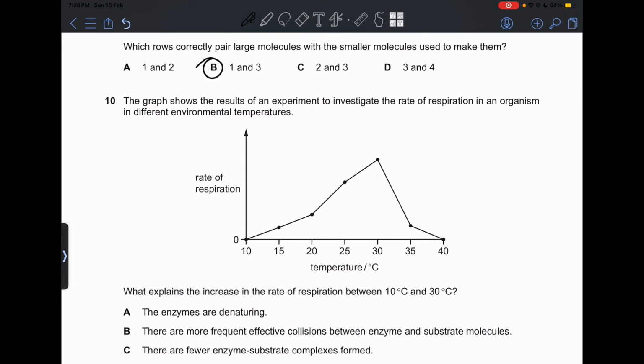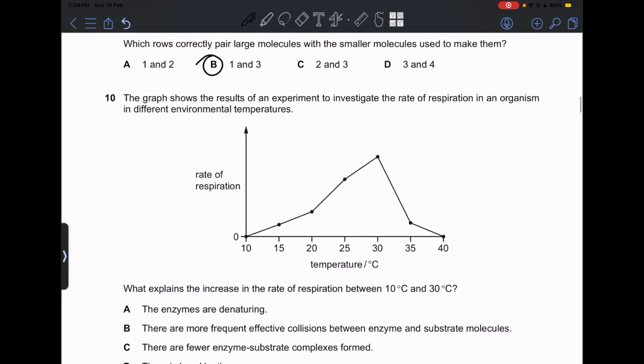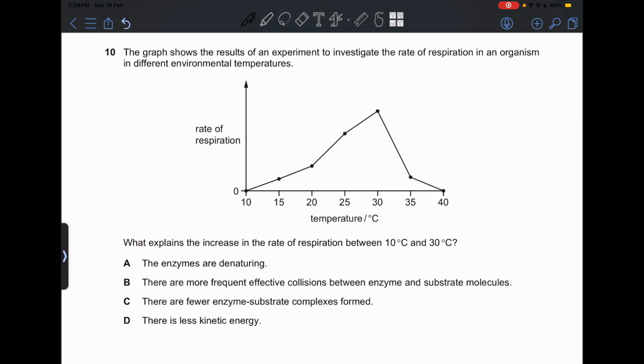Number 10, the graph shows the results of an experiment to investigate the rate of respiration in an organism in different environmental temperatures. What explains the increase in the rate of respiration between 10 degrees and 30 degrees? So over here between 10 and 30, there was a significant increase. The rate of respiration was increasing as the temperature increases, and then it declines after 30, and then it reaches its lowest rate, which is at 40.